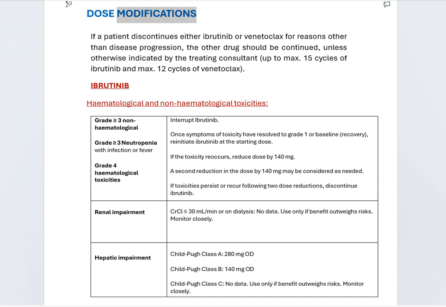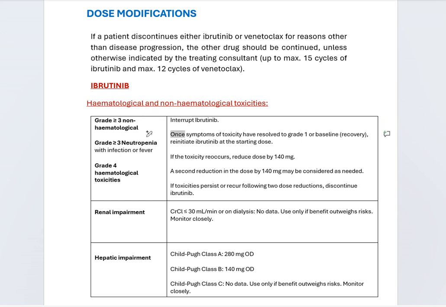Dose modifications. If a patient discontinues either ibrutinib or venetoclax for reasons other than disease progression, the other drug should be continued, unless otherwise indicated by the treating consultant, up to a maximum of 15 cycles of ibrutinib and a maximum of 12 cycles of venetoclax. Ibrutinib, hematological and non-hematological toxicities: grade greater than or equal to 3 non-hematological, grade greater than or equal to 3 neutropenia with infection or fever, or grade 4 hematological toxicities. Interrupt ibrutinib.